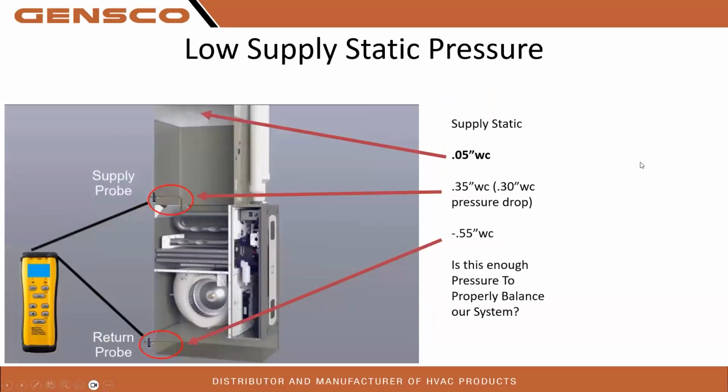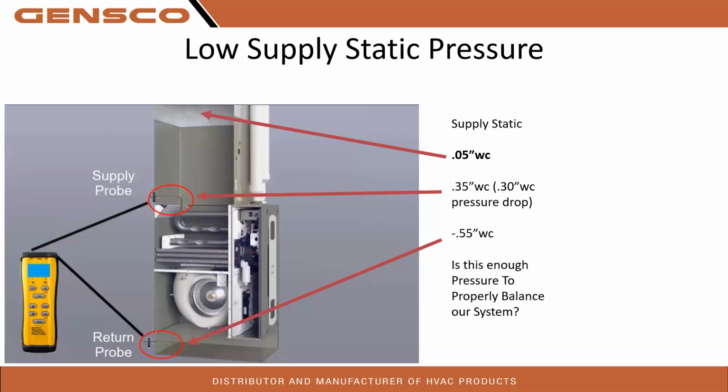So here's another scenario for you. Our supply static after our coil is 0.05. Our supply before the coil was 0.35. So we've got a 0.3 inch water column pressure drop across that indoor coil. We had 0.55 inch water column on our return.